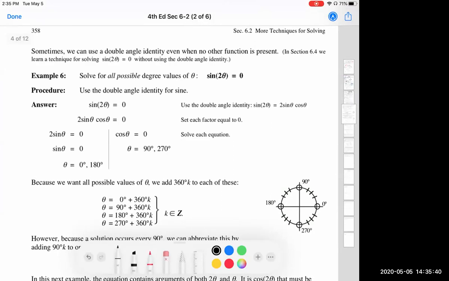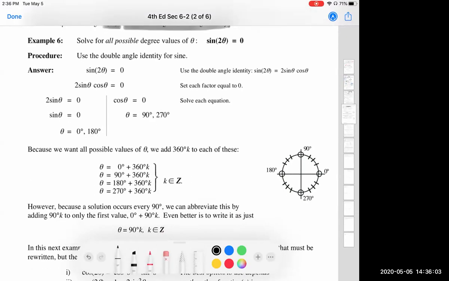All right, here's an argument type of question. Sometimes we can use a double angle identity even when no other function is present. In section 6.4, we'll learn to solve sine of 2 theta without using a double angle identity. All right, so this is where we have the arguments. We'll learn that, I think, in our next section.